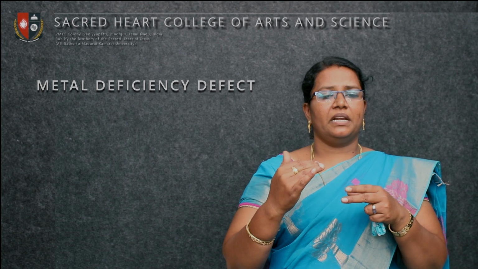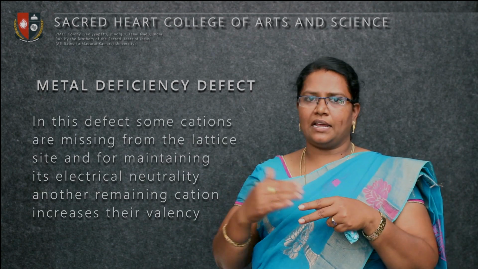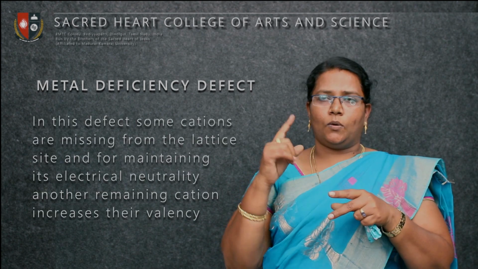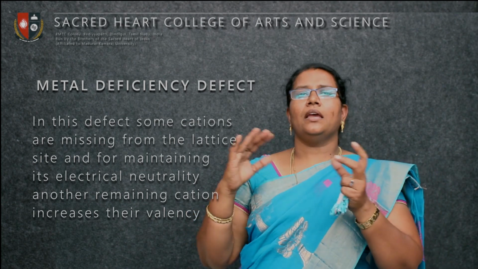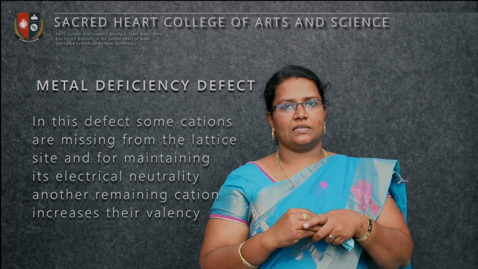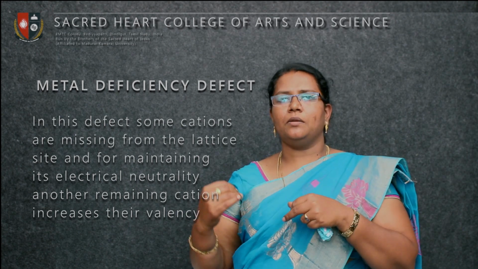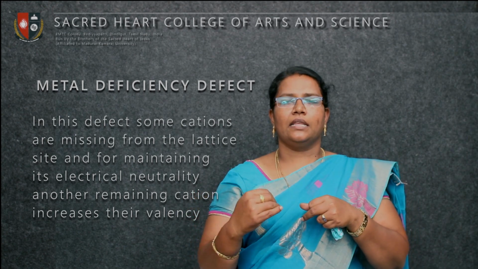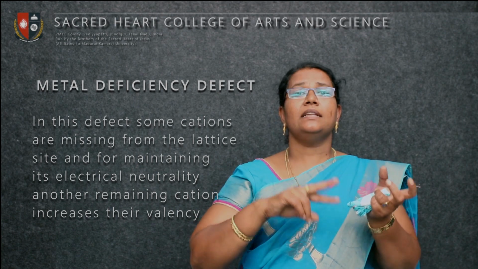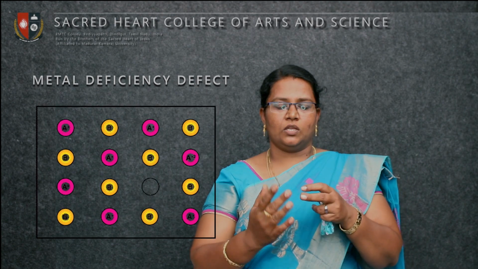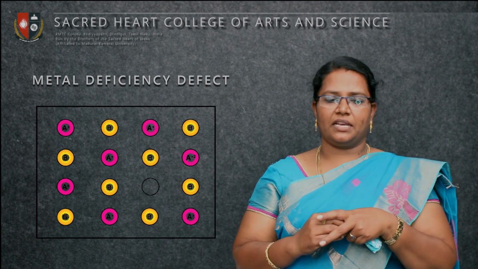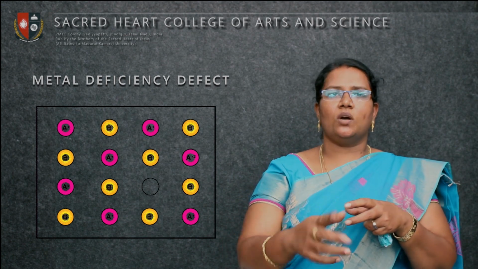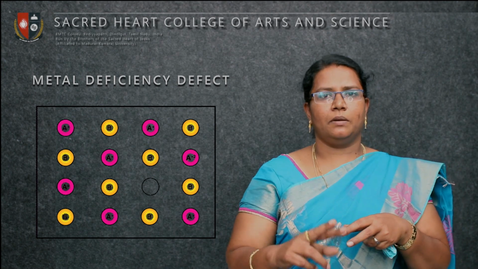Metal deficiency defect. This defect arises when an interstitial position is occupied by some foreign substance. So this is maintained in the crystal lattice by the excess of one valency of the metal ion. This picture shows metal deficiency defect. Here one site is vacant, and alternatively the charge of another remaining cation is increased.